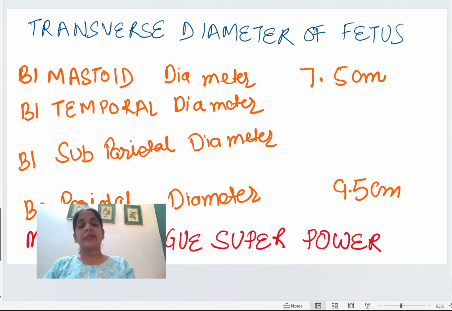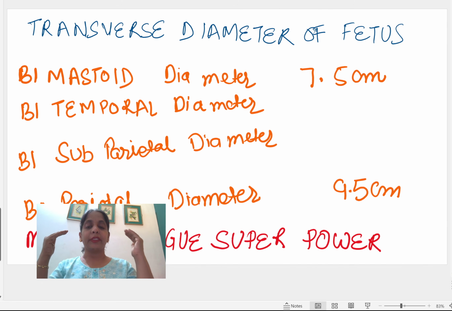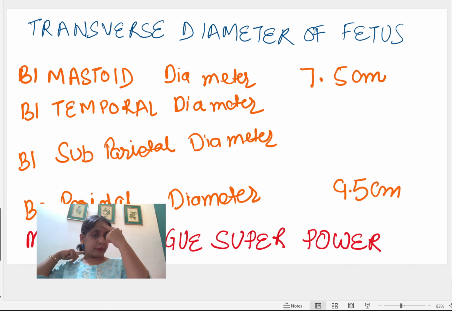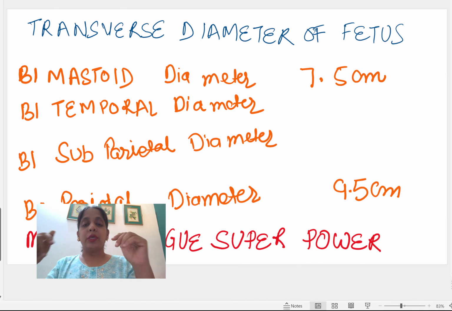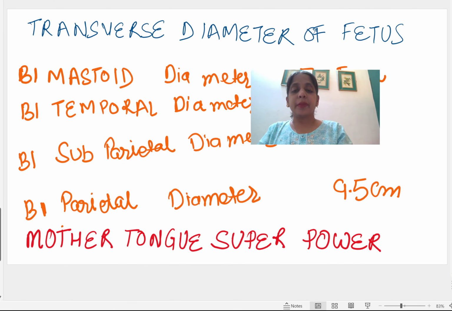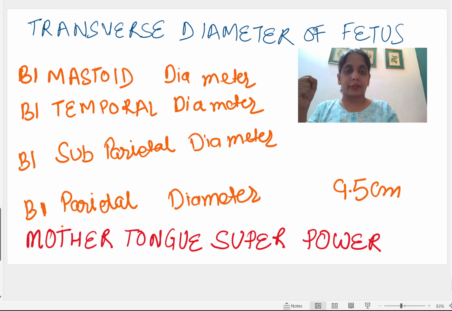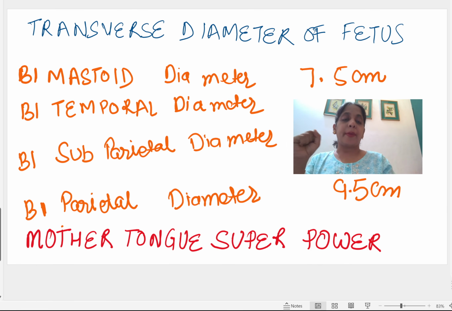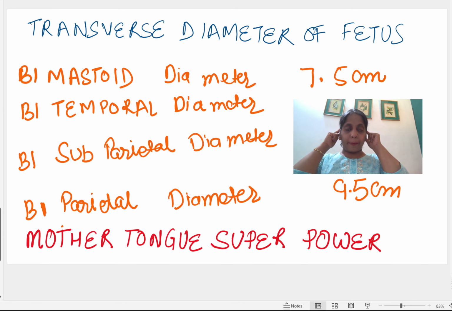Okay, now this is a list about the transverse diameter of the fetus. So now we studied the anterior posterior diameter of the fetus. Now we'll study the transverse diameter. The mnemonic for it is mother tongue superpower. Bimastoid is these areas behind the ear. Above them is temporal. Imagine my head as a fetal skull.